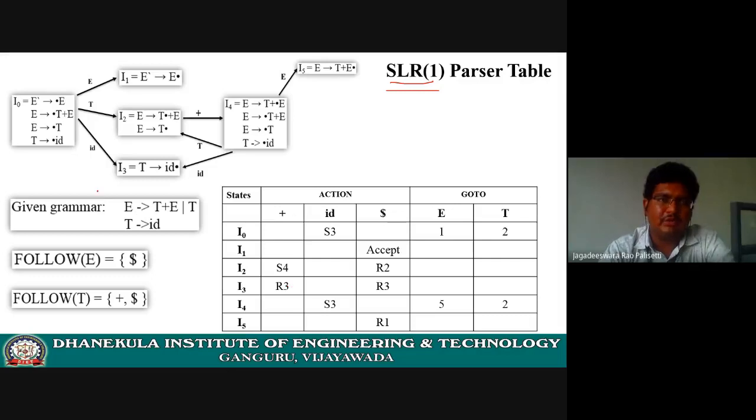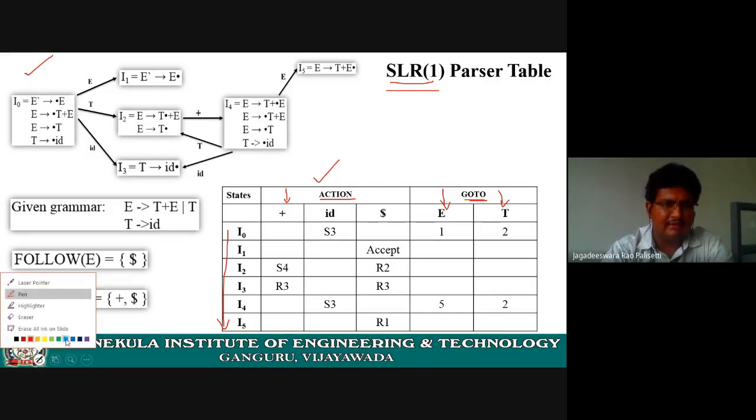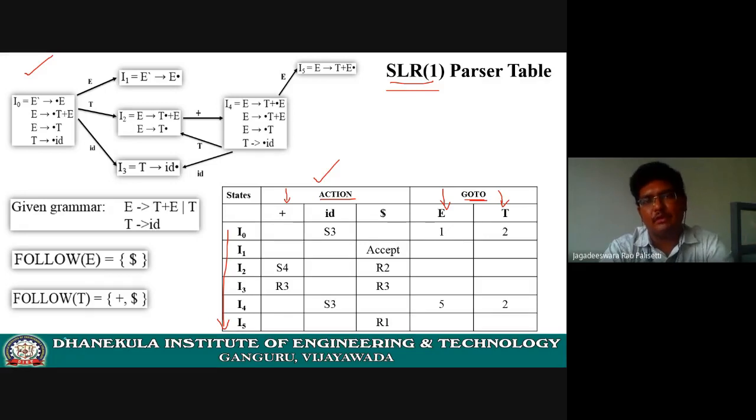Okay, what do I have to consider? The DFA diagram and the table. The table contains, of course, we know, the states given in rows, and under the action, whatever terminals we have are loaded, and under the goto, whatever non-terminals we have are loaded. Now see how I am going to fill it. Simple, everything is the same. The only difference is where we are going to write this R3. That's it. Am I clear?